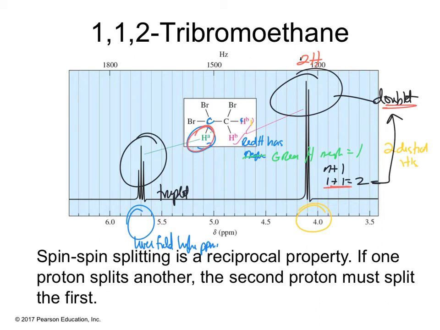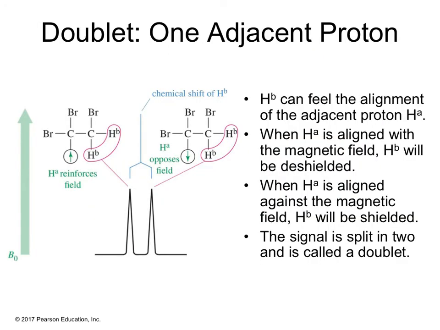Just like the green hydrogen here is 1 hydrogen and it has 2 red hydrogen neighbors, right? So what's n plus 1? 2 plus 1 is 3. So that's why it's a triplet. So it's a triplet because it has 2 red hydrogen neighbors. And so this is showing you how and why it does the splitting.